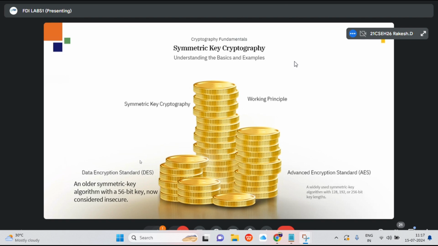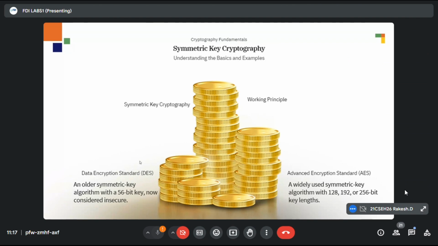So this is symmetric key cryptography. It basically uses one private key for both encryption and decryption. Here it uses two algorithms, DES and AES. DES uses only a 56-bit key length, and compared to that, AES uses three different key lengths. AES was found after DES because DES has a shorter key length and was more vulnerable compared to AES. So AES came into existence.